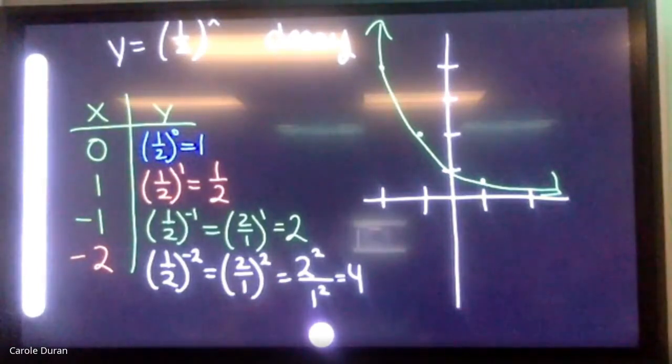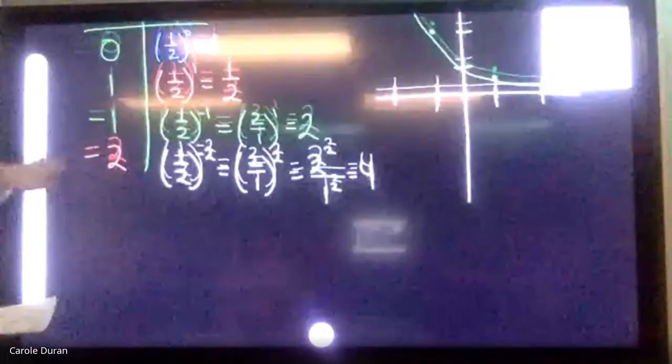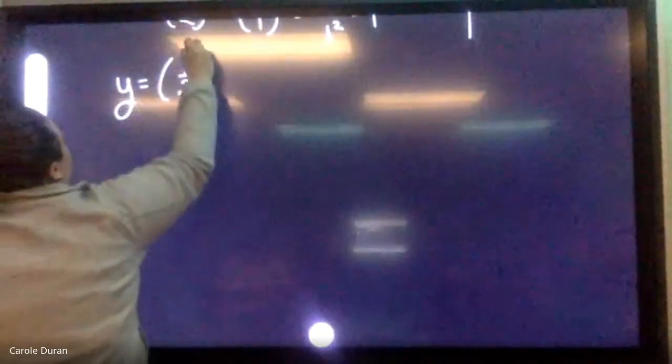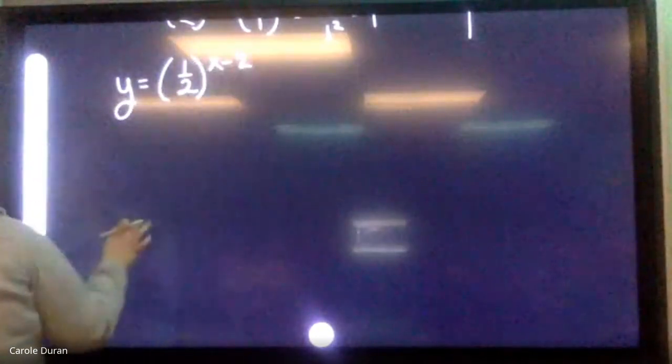Okay, are we ready for another example? Rayleigh, I'm going to call on you for this one. Sweet. We'll figure out how much I know. Okay, so this one is y equals the base 1/2 raised to the x minus 2 power.